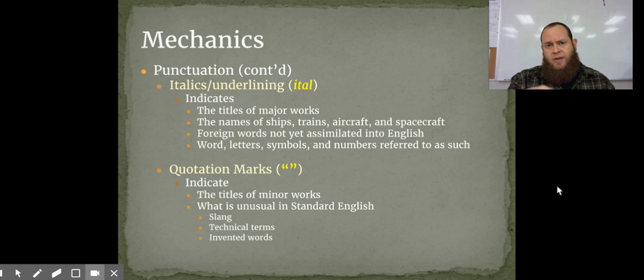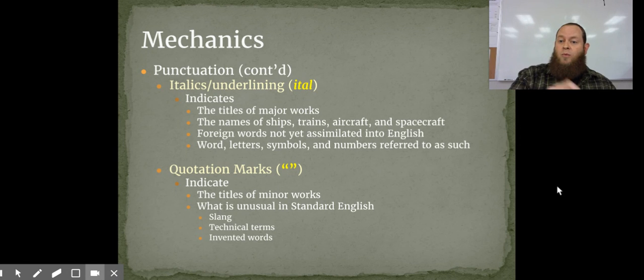So in this video, I want to talk about two things: italics and quotation marks. Now, italics also involves underlining, because things that we would italicize now very easily in our word processors, our Chromebooks or laptops, by just highlighting a word and hitting Control I, maybe 20 years ago we didn't have that ability.